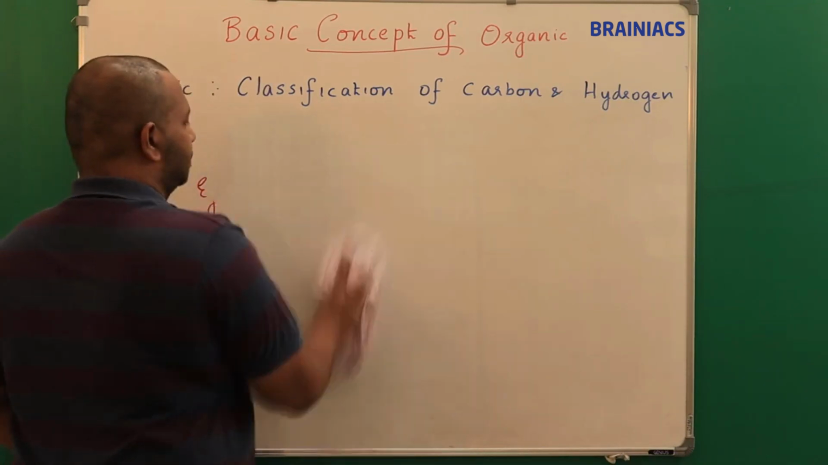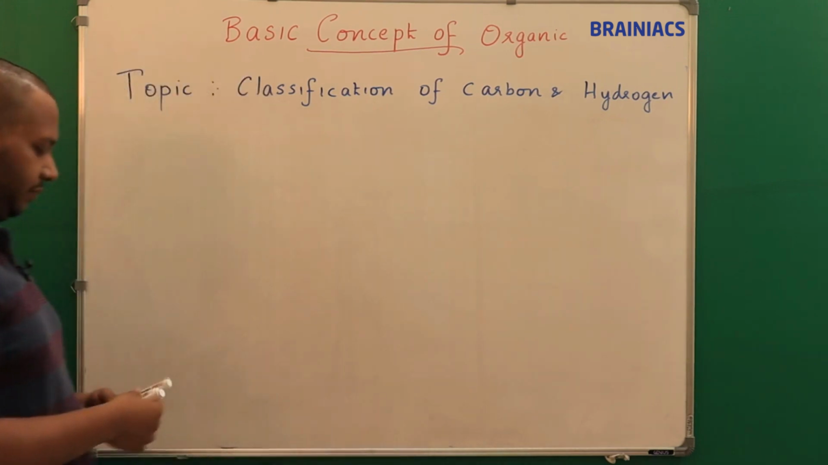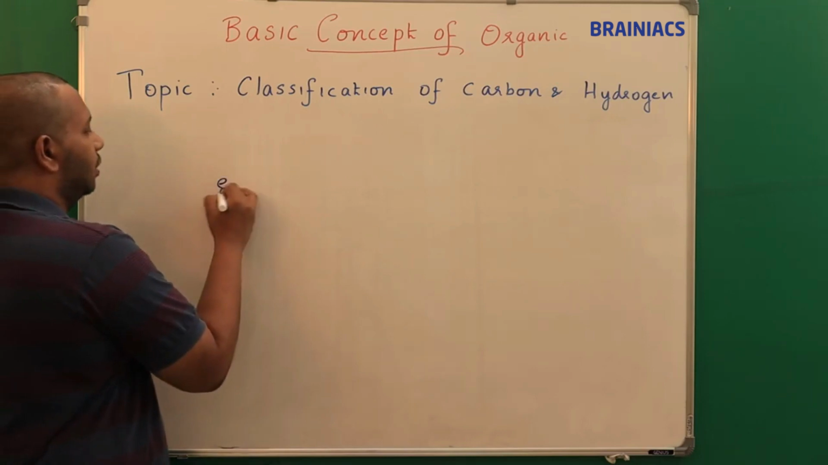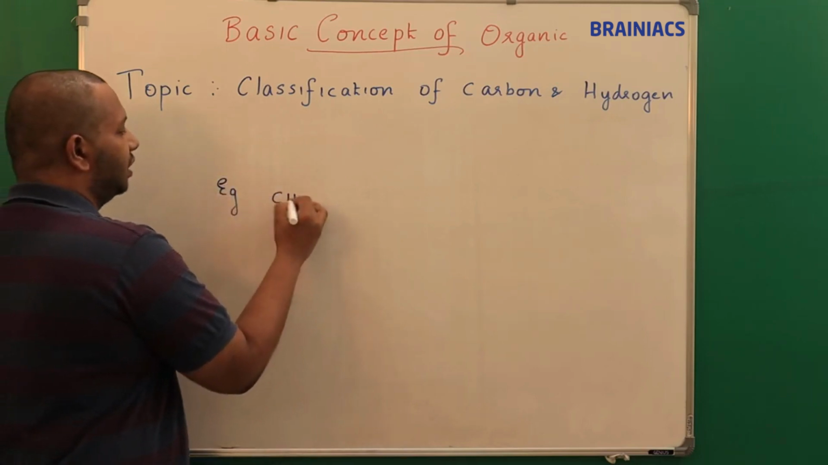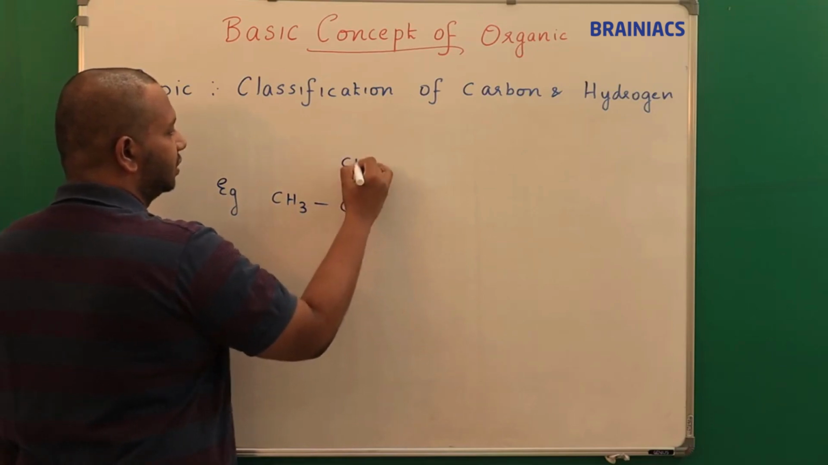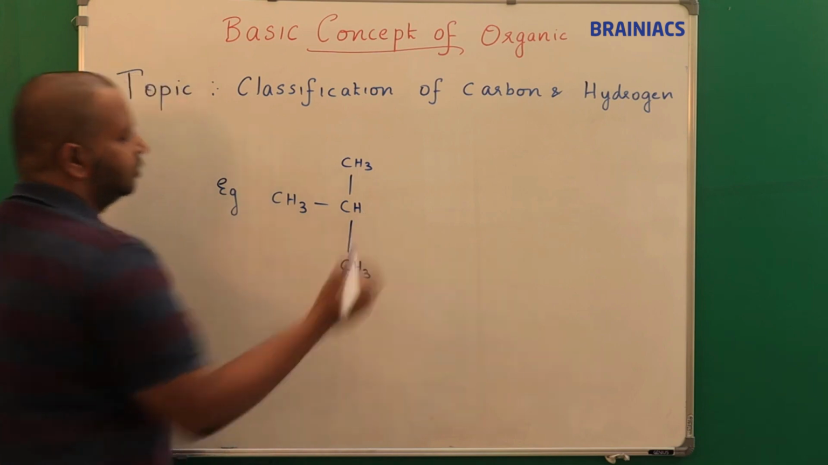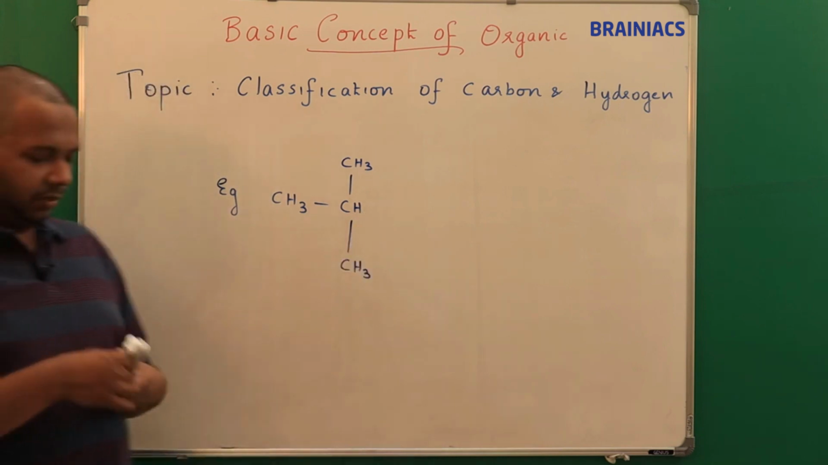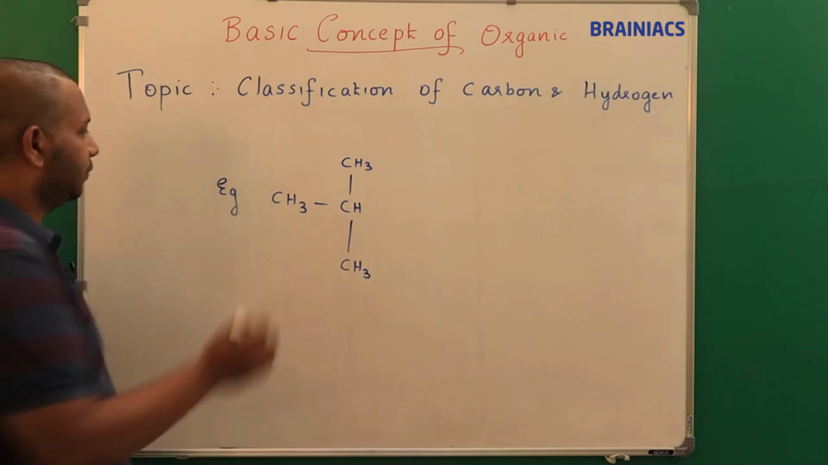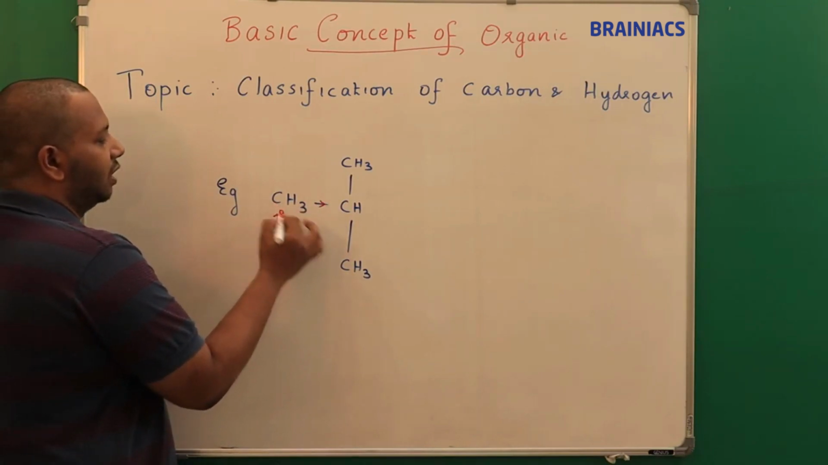Okay. So let's see how a 3-degree carbon looks like. Now, CH3, CH, CH3, CH3. Suppose this is the example given. Now tell me, I will focus on the first one. This is connected to only one other carbon atom. So this is 1-degree carbon.